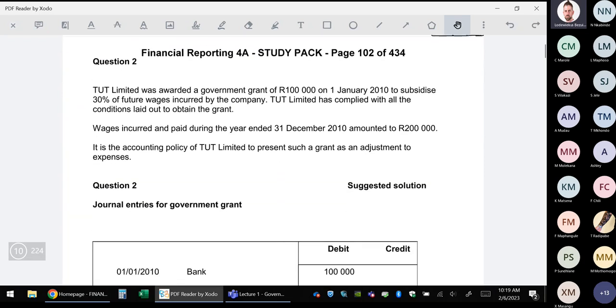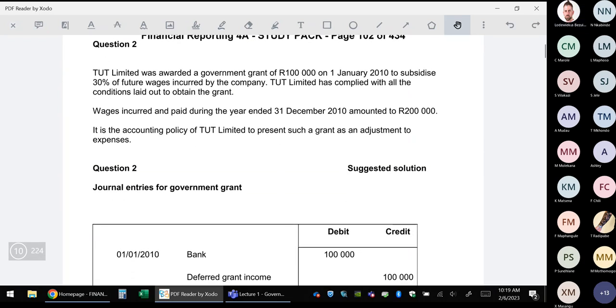Then question 2 is very quick and easy. TUT Limited was awarded a government grant of 100,000 to subsidize future wages. 30% of the wages will be subsidized. Is this income-based or asset-based? This will be an income-based grant. Why is it income-based? Because we are busy subsidizing an expense in the income statement.